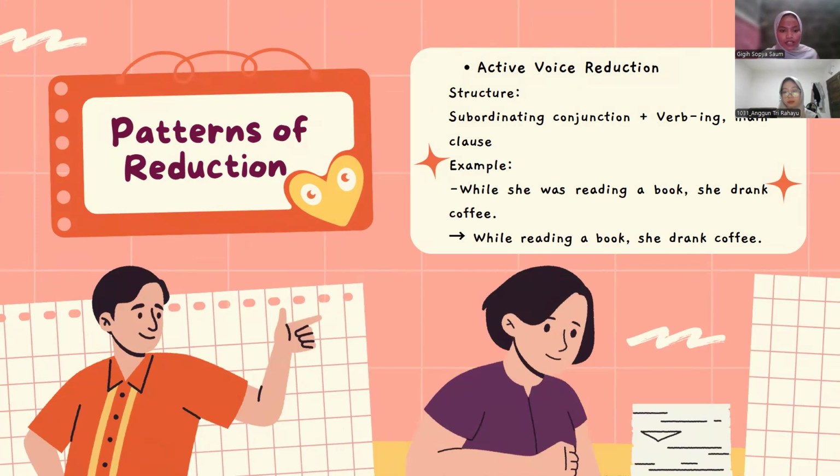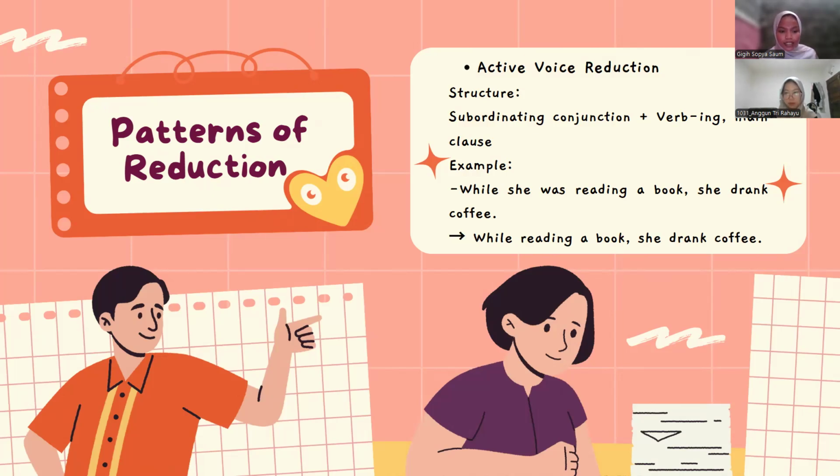When the adverb clause is in the active voice and the verb is in a simple or progressive form, the clause can be reduced by using the present participle. The structure is subordinating conjunction plus verb-ing, comma, main clause. For example, "While she was reading a book, she drank coffee" becomes "While reading a book, she drank coffee."